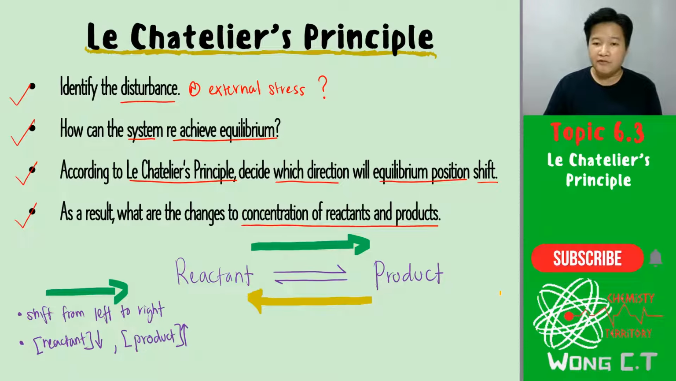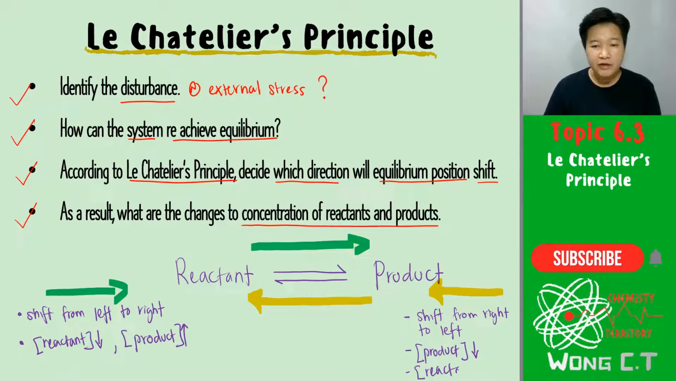If I'm going from the product to the reactant, that means we are shifting from right to left. Since we are shifting from the right to the left, my product will decrease. The concentration of the product will decrease. Vice versa, the concentration of your reactant will increase. We will be forming more reactant because we are moving towards the reactant. Can you see that? So you are moving from the product to the reactant. The product concentration will decrease, and the reactant concentration will increase.